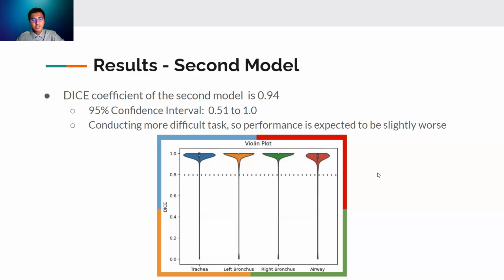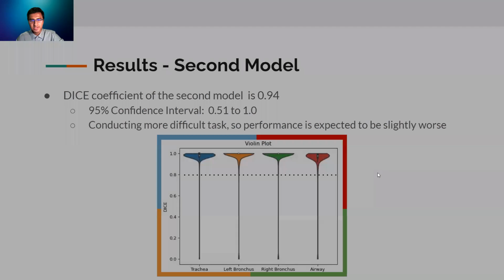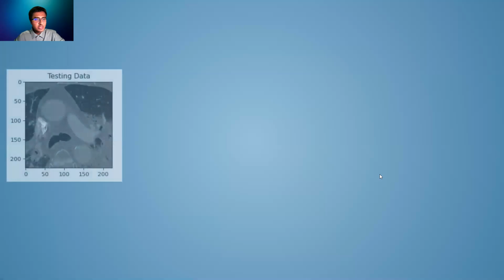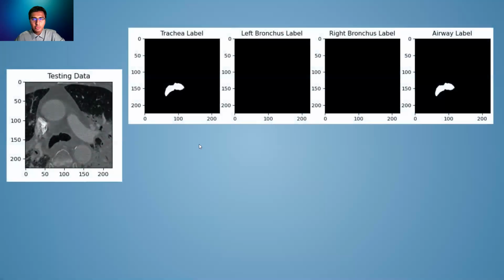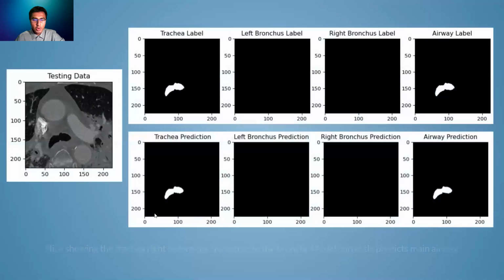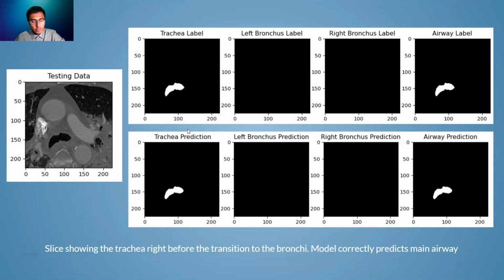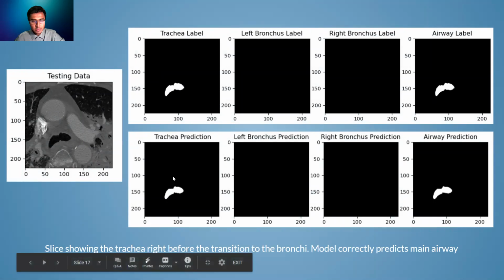Now let us transition to the arguably more interesting task, prediction visualization. The TBS net learned the division between the trachea and the bronchi, anatomically referred to as the carina, with a high degree of accuracy. Displayed is the slice right before the carina. These are the radiologist-created labels showing the presence of a trachea, and these are the model's predictions. The model predicted the presence of a trachea correctly, as well as its location and boundaries.